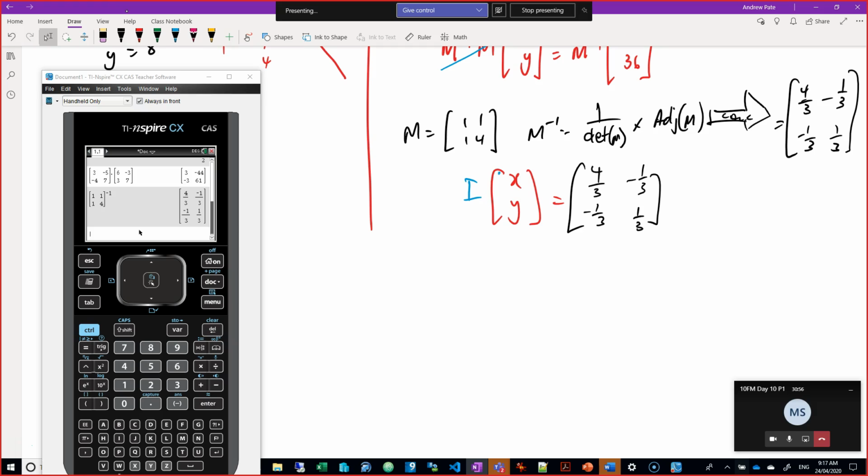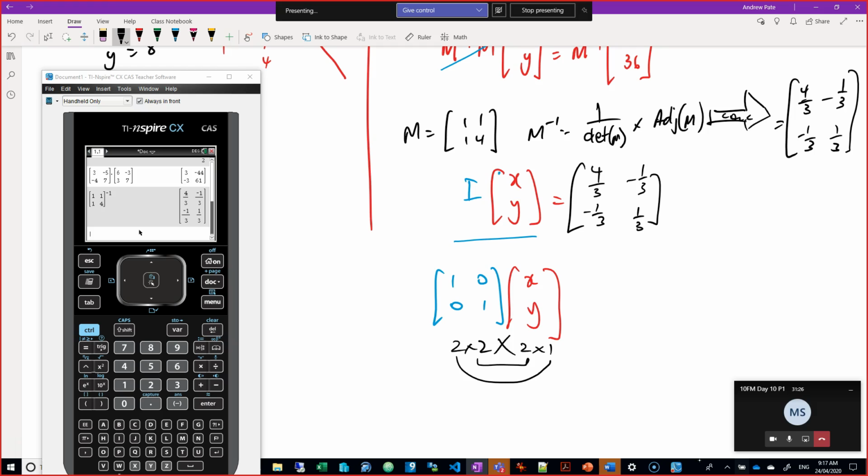Let's just have a look at this part here. I know that the identity matrix is 1, 0, 0, 1. And then I've got X and Y. So can I actually multiply those two together? This is a 2 by 2. This is a 2 by 1. So I can multiply them together, and my answer is going to be a 2 by 1 matrix.